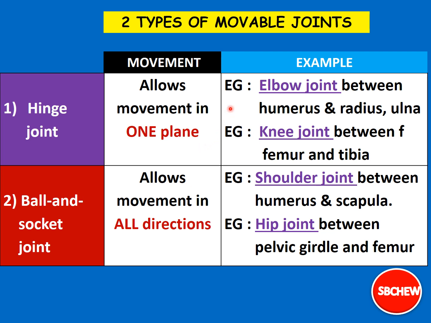Example is at the elbow, between the humerus and radius ulna, and at the knee joint. The ball and socket joint allows movement in all directions and is found at the shoulder joint, between humerus and scapula, and the hip joint. So let's see where all these parts are.